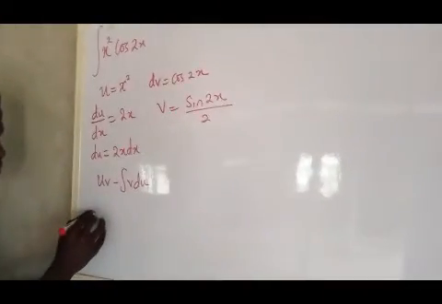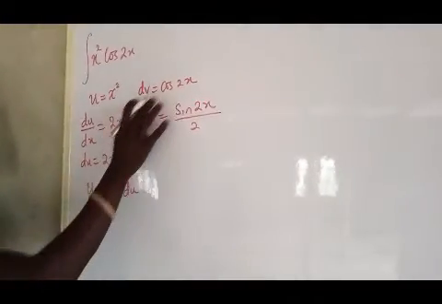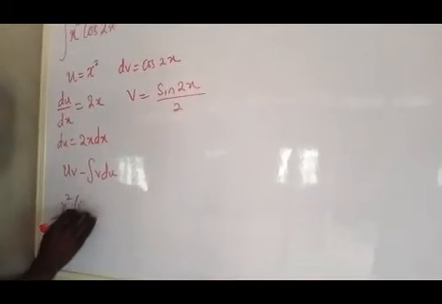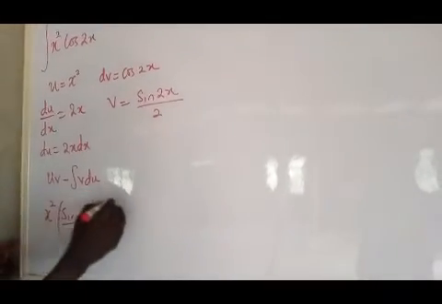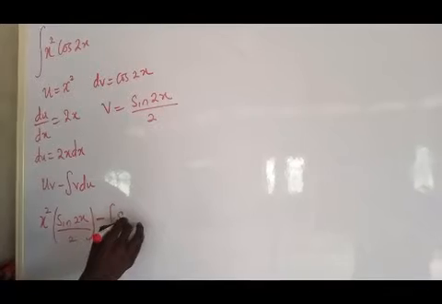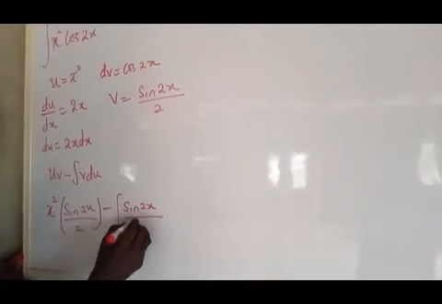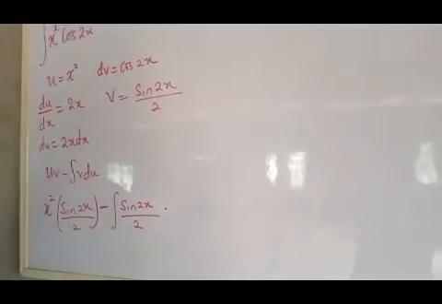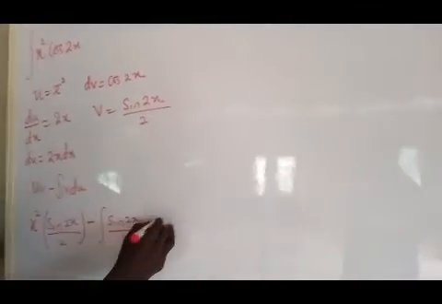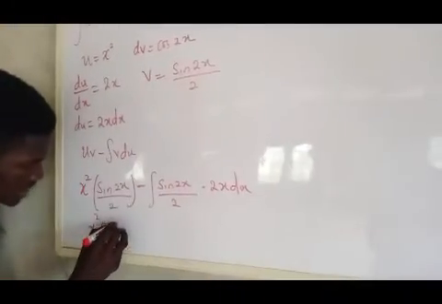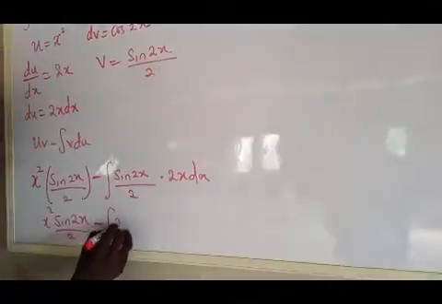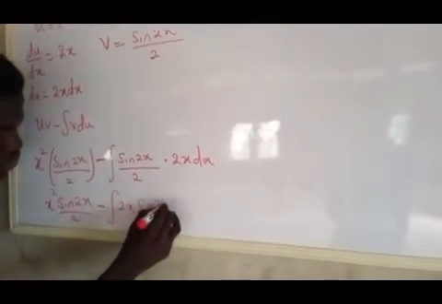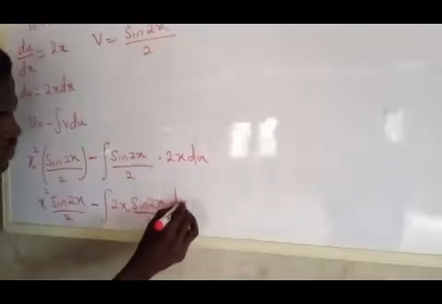Now what's your u? Your u is x squared. Your v is what? Sine 2x all over 2, minus integral. What's your v? Sine 2x all over 2, multiplied by your du. Your du is what? 2x dx. And that's x squared sine 2x over 2 minus integral 2x sine 2x over 2 dx.